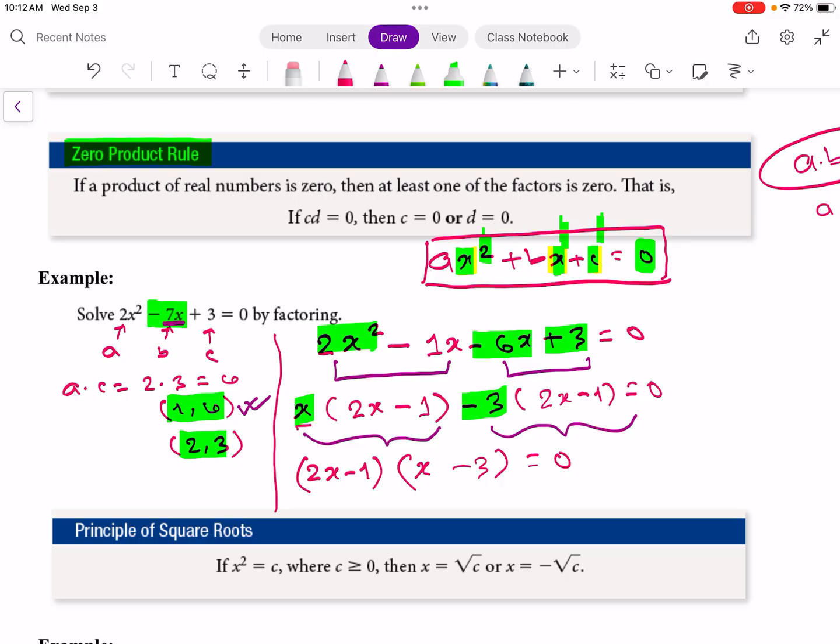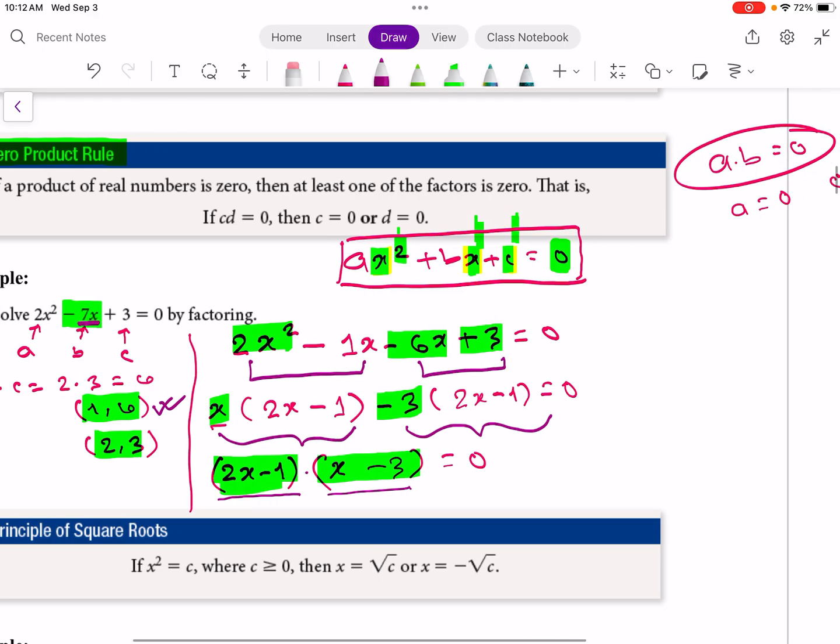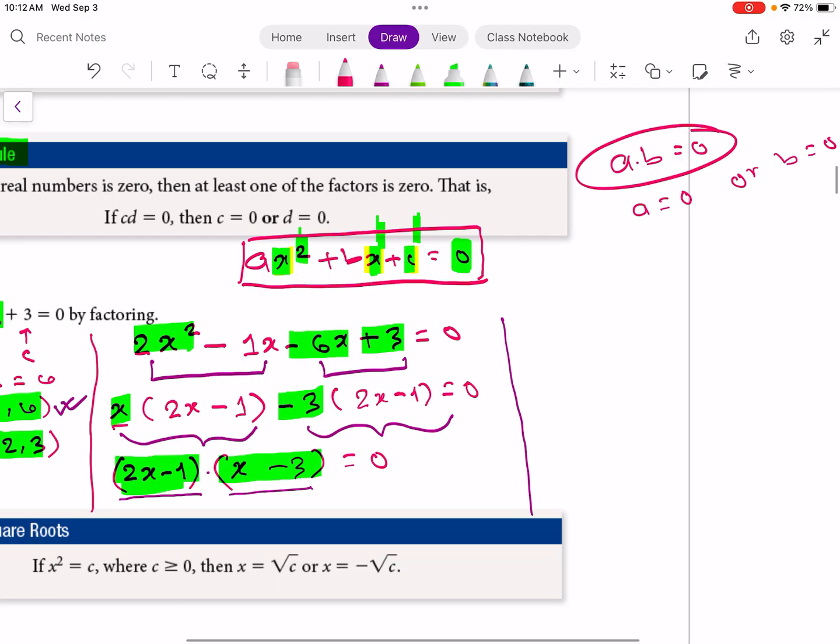Now here we have this number. Okay, so this is one number. 2x minus 1 is one number, and this is another number. In between these two numbers, what do we have? We have a product, right? So we have a product of this number and this number equals 0. So if we have a product of two numbers equals 0, then what can we say? Either the first number equals 0 or the second number equals 0.